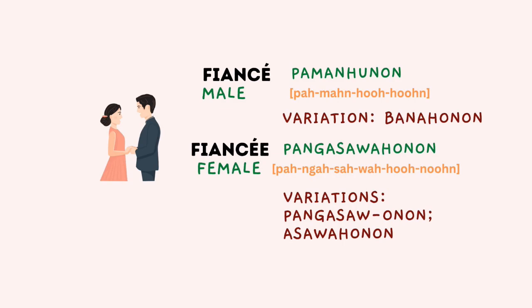The next one is fiancé, female. Pangasawahonon. There are two variations: pangasawahonon, or asawahonon. Asawa means your wife, but it is also acceptable to refer to the husband. So, asawahonon is the bride, the woman you're about to marry. Okay? So, fiancé, female: pangasawahonon.